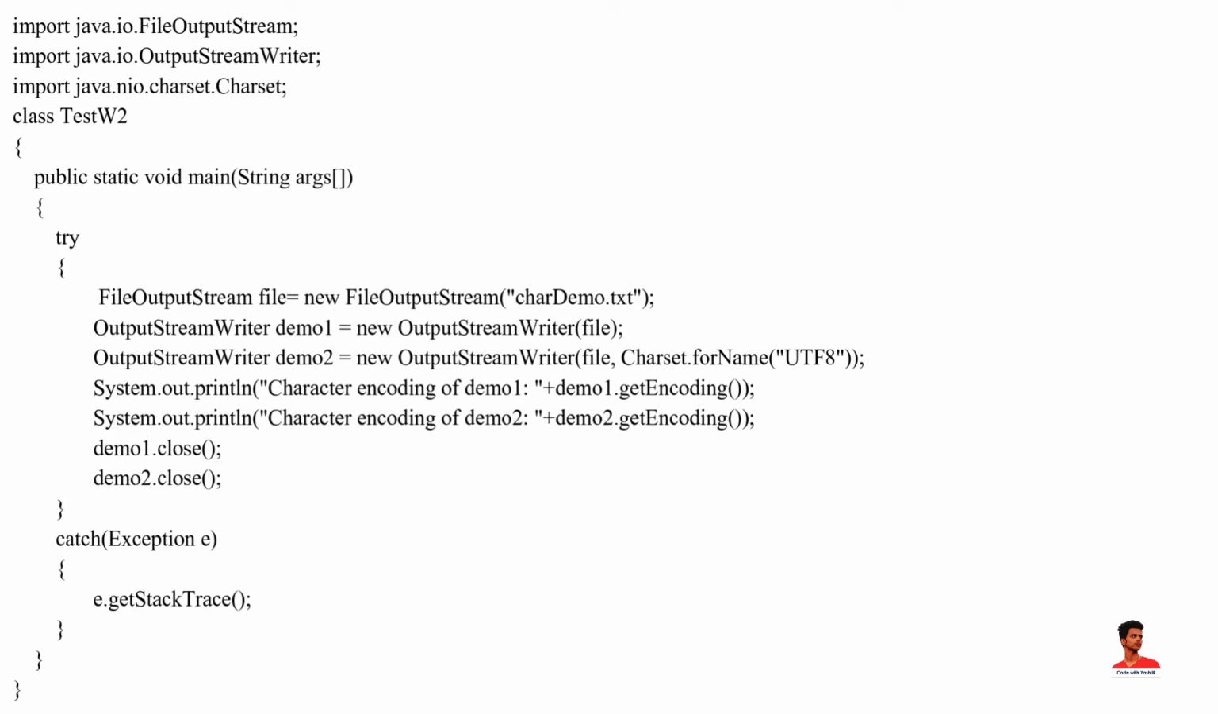In this example, we have created two OutputStreamWriters named demo1 and demo2. Demo1 does not specify the character encoding. Hence, the getEncoding method returns the default character encoding. Demo2 specifies the character encoding UTF-8. We have used the Charset.forName method to specify the type of character encoding. Hence, the getEncoding method returns the specified character encoding.